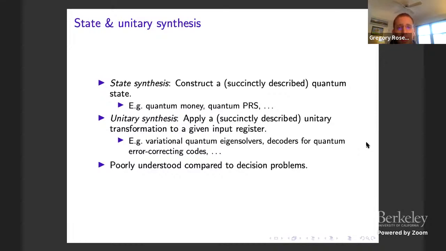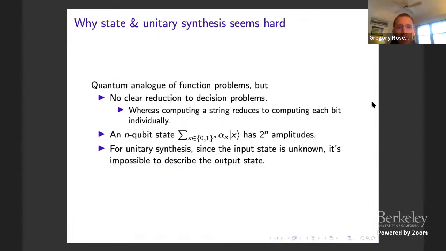Relatively little is known about the quantum complexity of constructing states and implementing unitaries compared to what is known about the quantum complexity of decision problems. So why are these sorts of problems difficult? Well, they can be seen as quantum analogs of function problems, where the goal is to map an input string to an output string. But there are at least three differences. One is that these quantum problems don't have any clear reductions to decision problems. Whereas with a function problem, computing each bit of the output string is just a decision problem if you compute each bit one by one, but that doesn't work here.